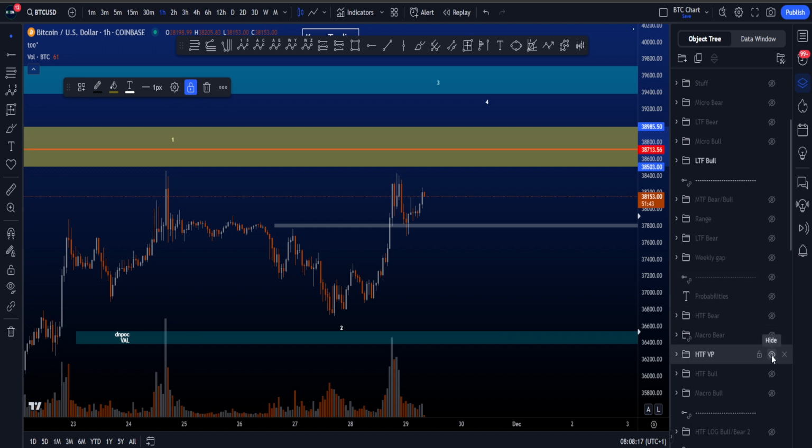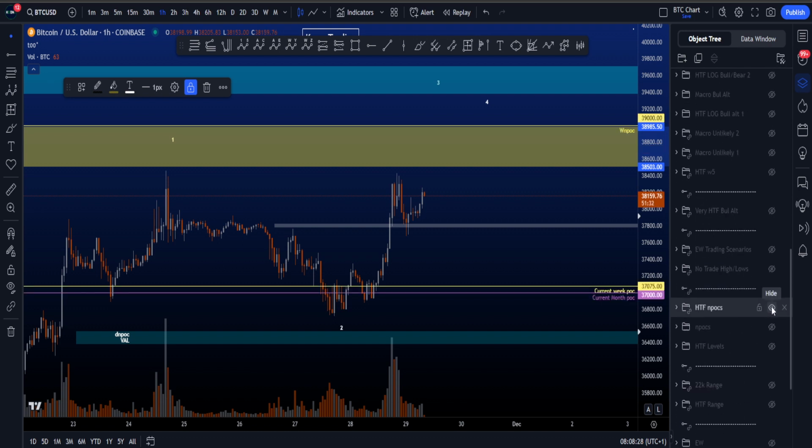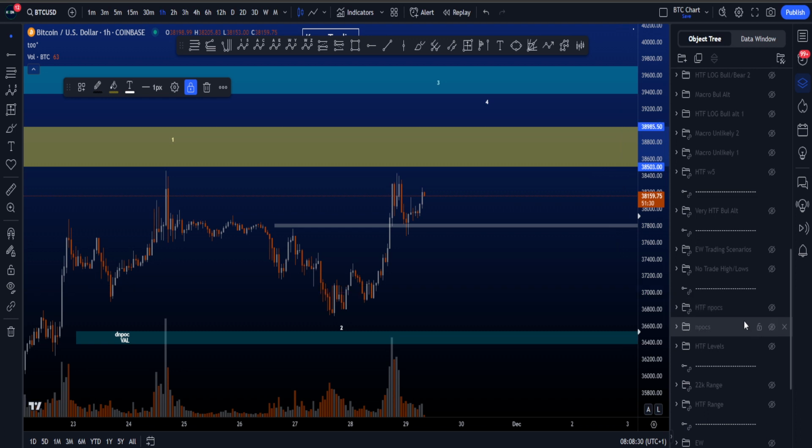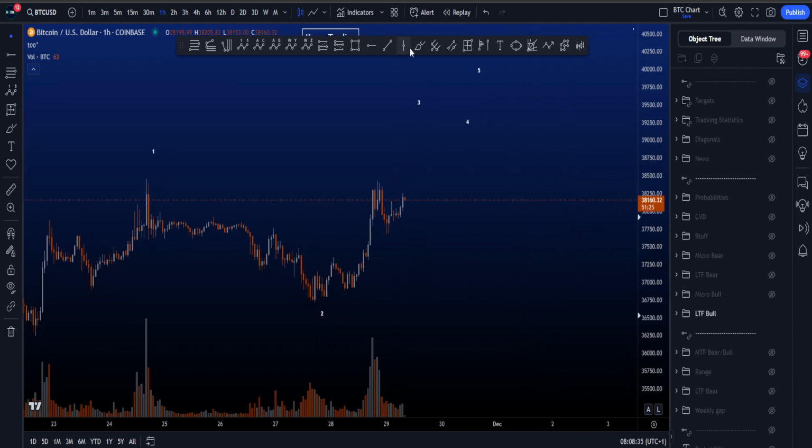First of all, the point of control of 2021, 38.7k, the very high time frame weekly range, incredibly important level. And secondly, at 39k, we have a weekly naked point of control over here, which also is very important resistance inside that golden target box.